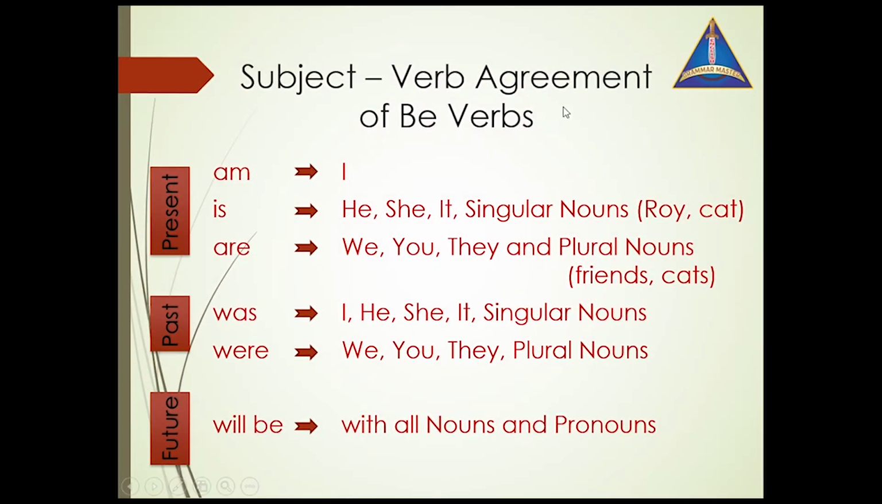Subject verb agreement of be verbs. We use am with I. We use is with he, she, it, and singular nouns. We use are with we, you, they, and plural nouns. We can use was with I, he, she, it, and singular nouns. We use were with we, you, they, and plural nouns. We can use will be with all nouns and pronouns.